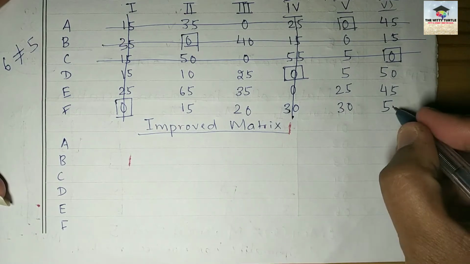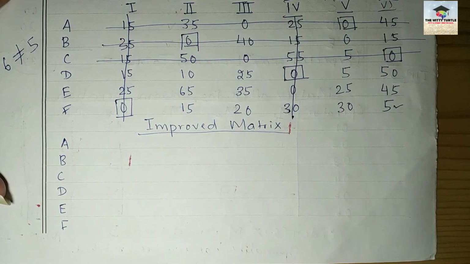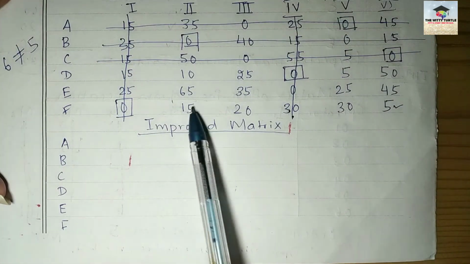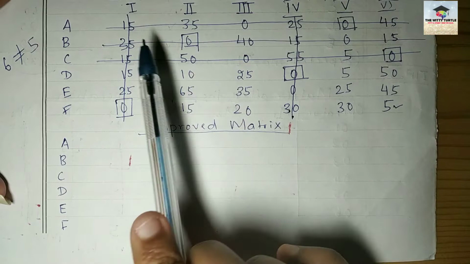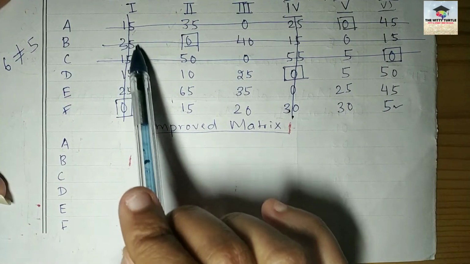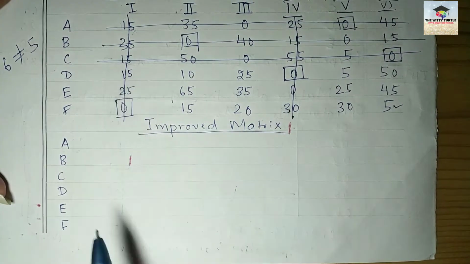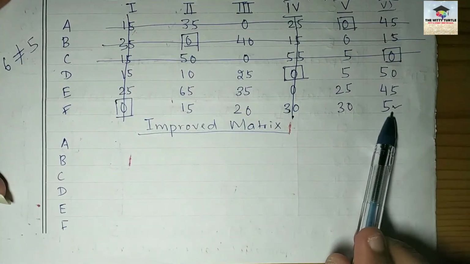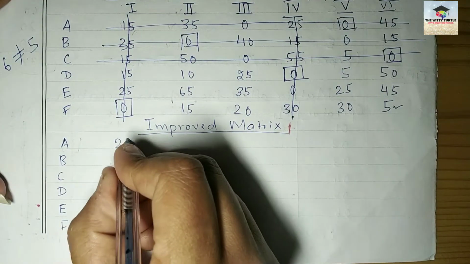And the minimum number is 5, right? So what do you need to do? You have to deduct 5 from the uncut numbers, and you have to add 5 to those numbers where you can find one intersection, right? So here there is an intersection, so this will be 15 plus minimum number that is 5, it will be 20.